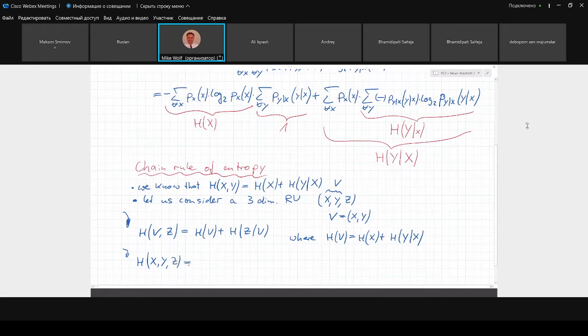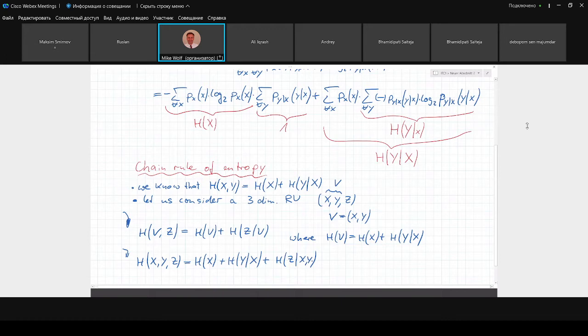and this is known as the chain rule, the entropy of x plus the surprise in y. What is uncertain in y if we know x, plus the surprise in z, if we know x and y, and so on.